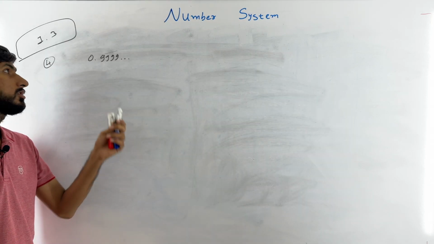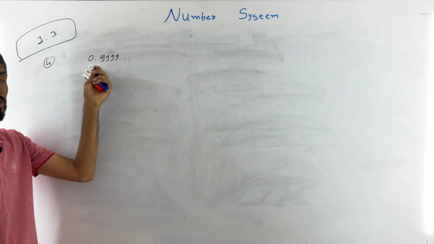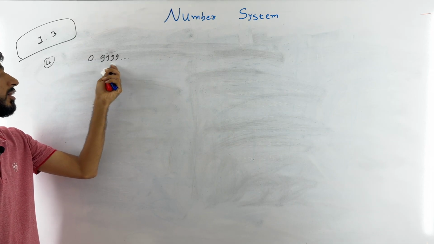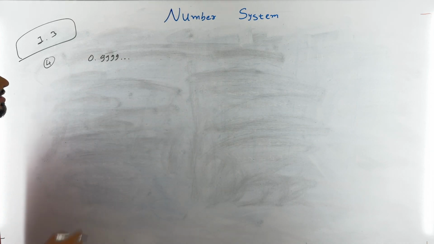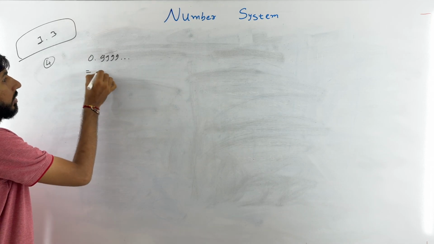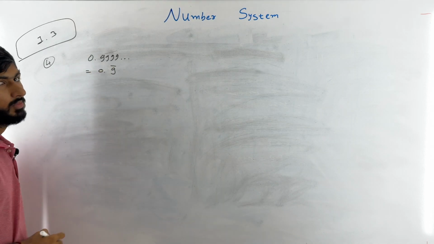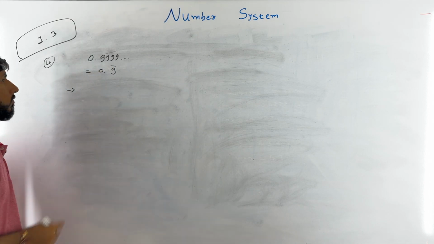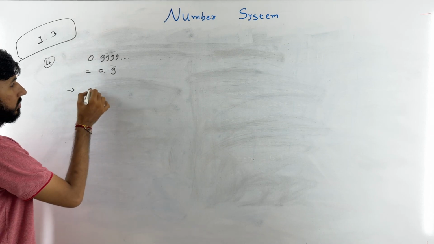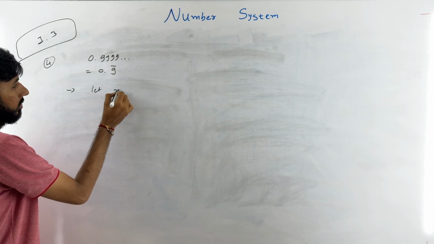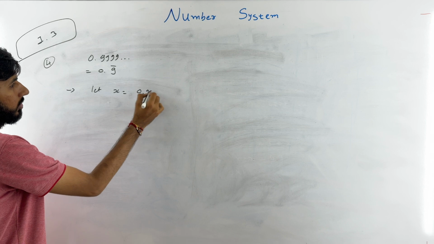Now our fourth question is, we have to write the p by q form of 0.9999, right? And it will go up to infinity. I can simply write it as 0.9 bar. Now we know the method, right? In the first step we will assume that let x equal to 0.999.